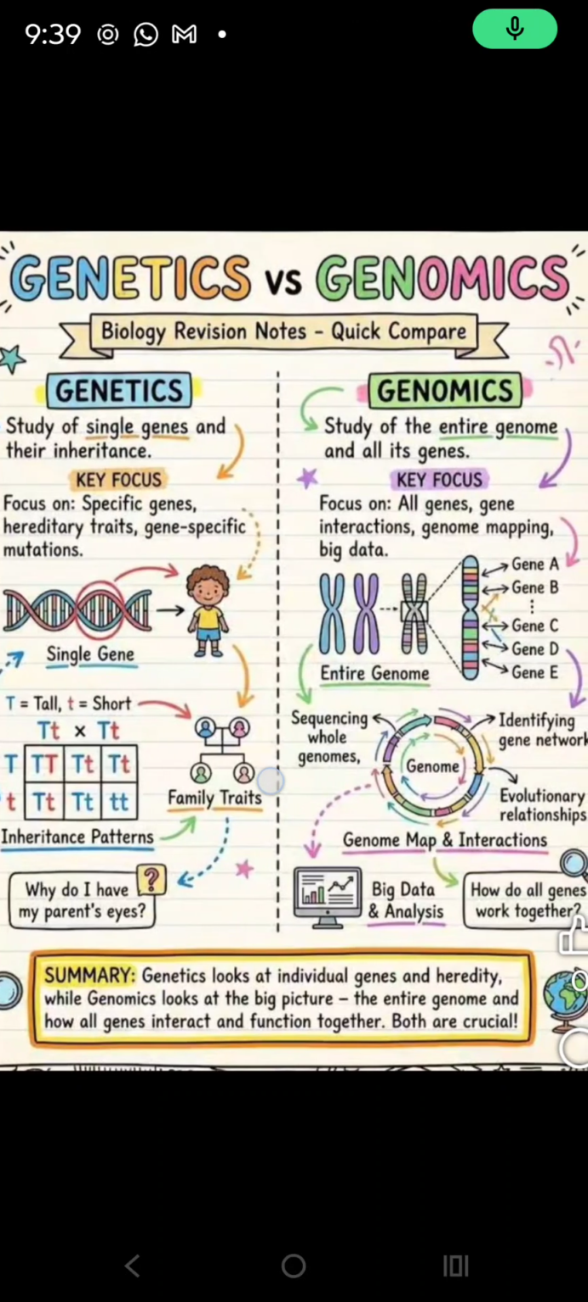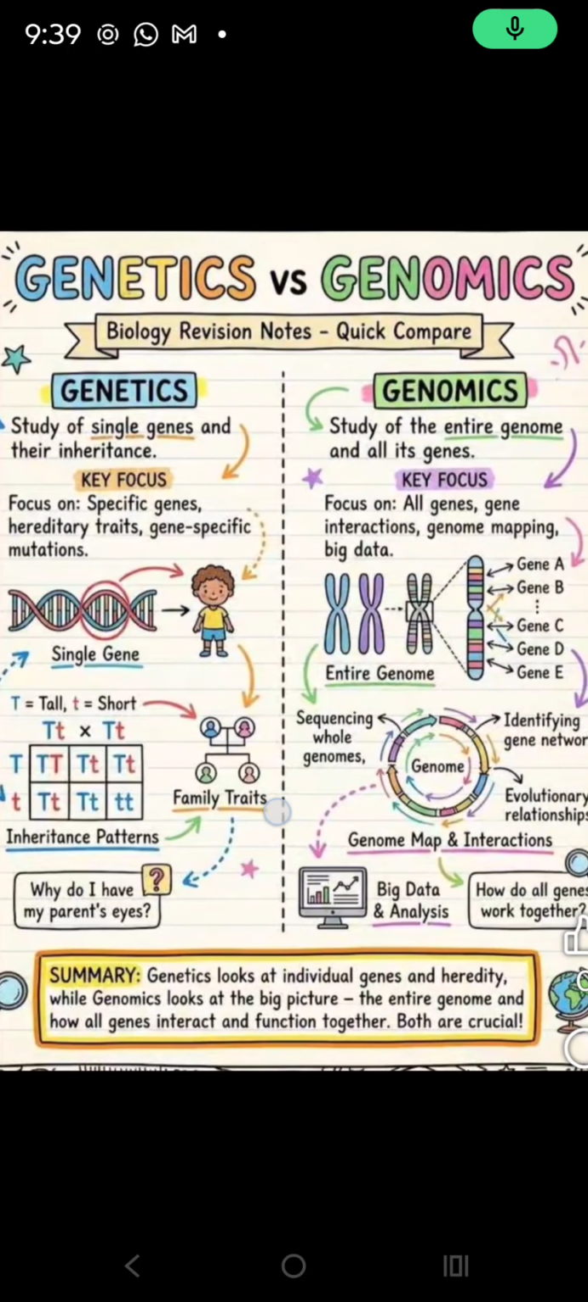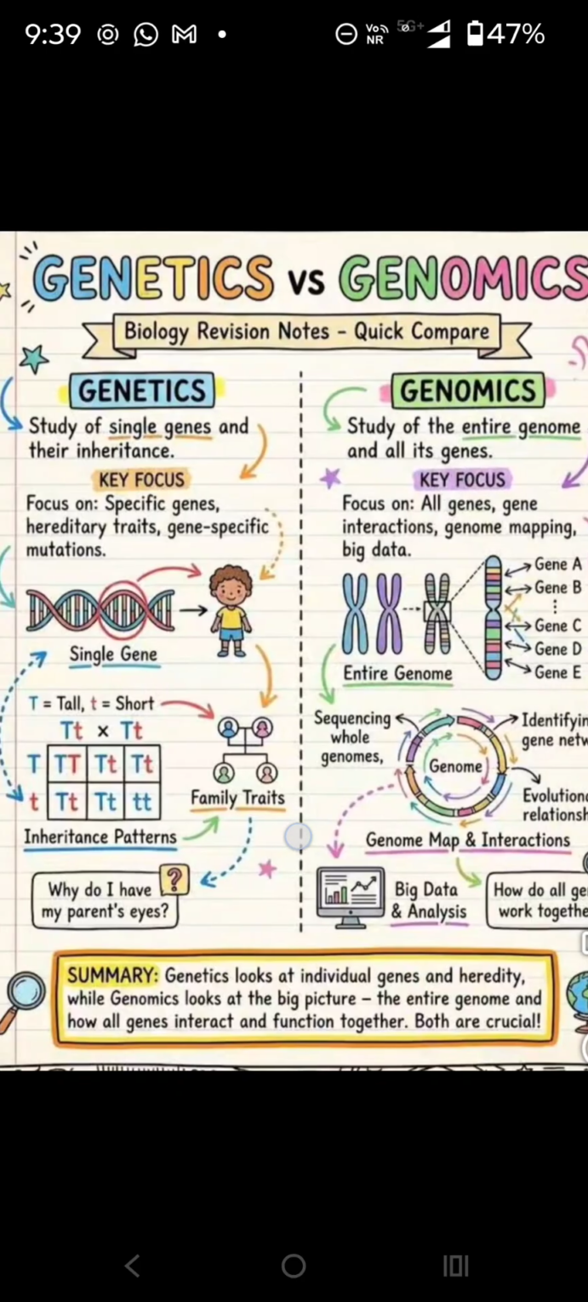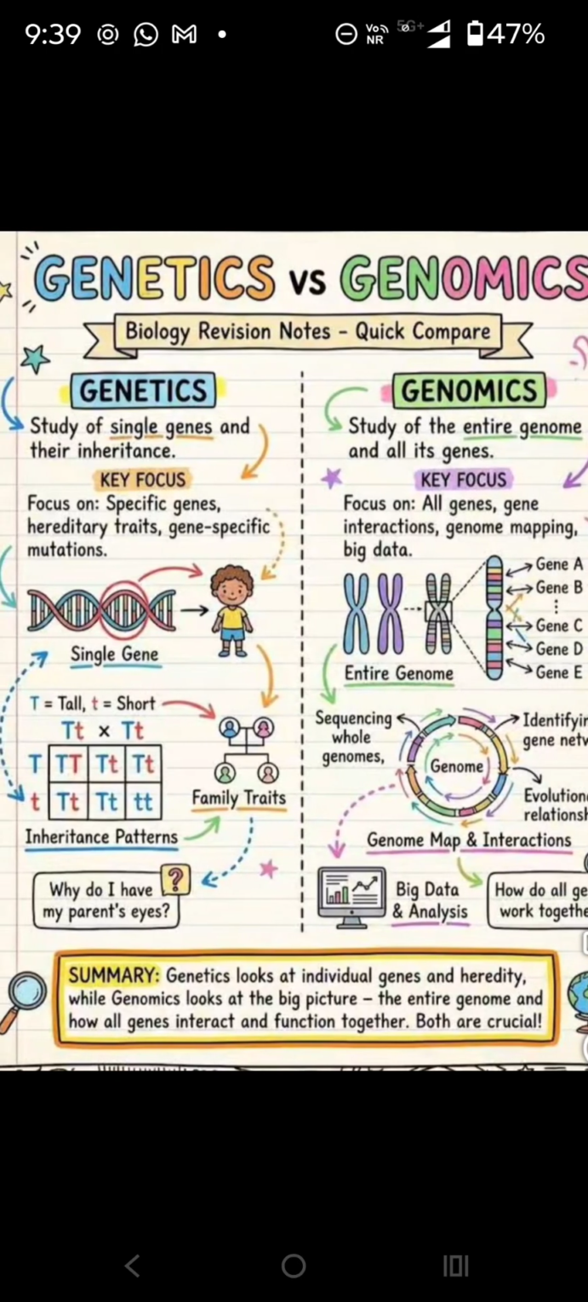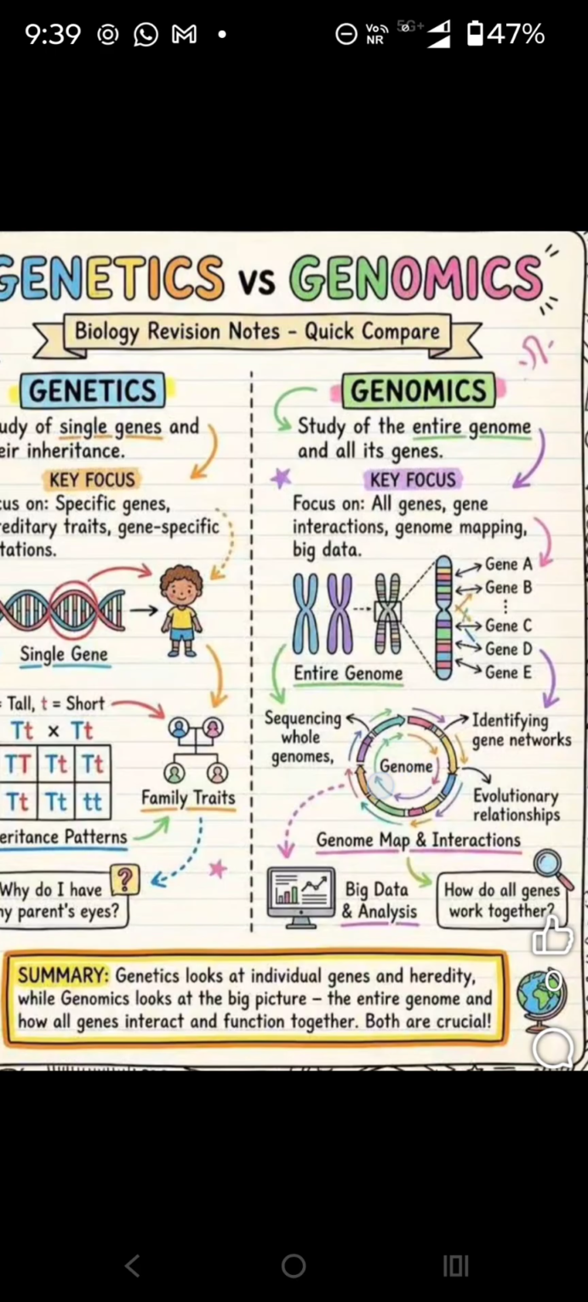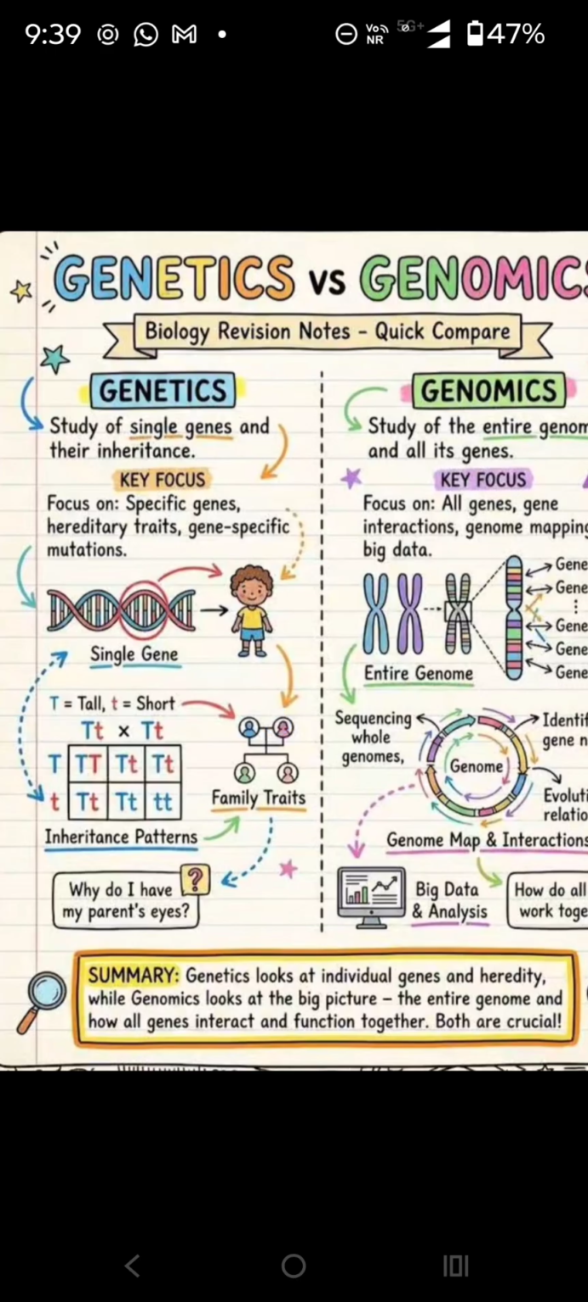So this is about genetics and genomics. Sometimes students get confused between these two terms. Actually, genetics is the study of single genes and their inheritance, meaning we are studying the genes. And genomics is the study of the entire genome and its genes. If we are focusing on the entire genome, then it is genomics. And if we are giving preference to single genes and their inheritance, then it is genetics.